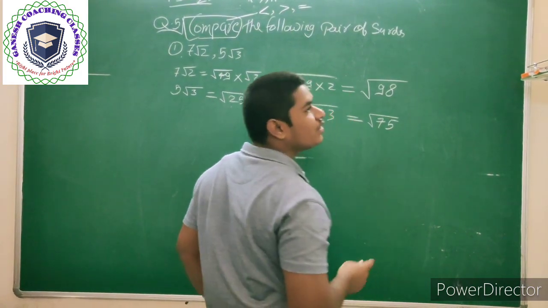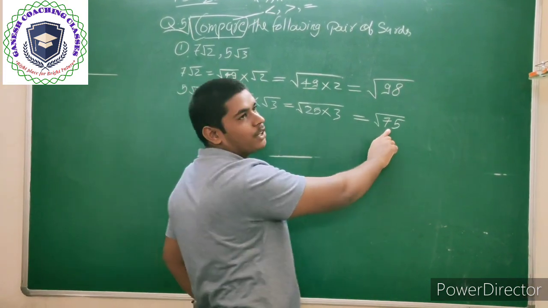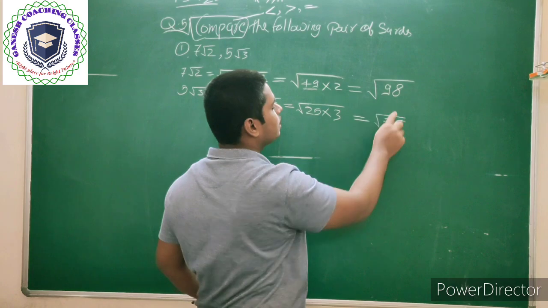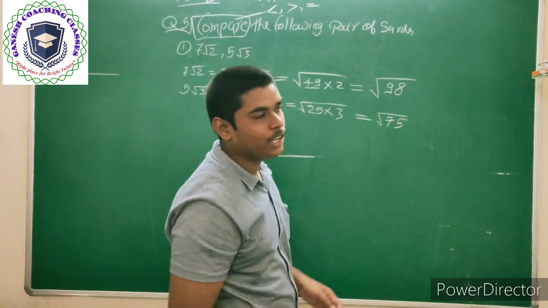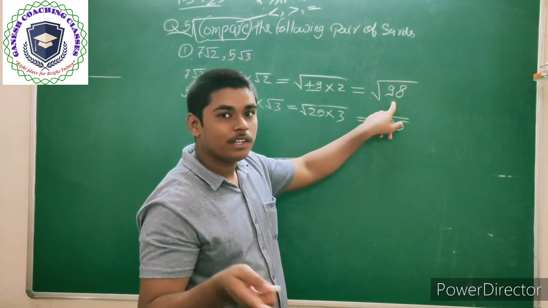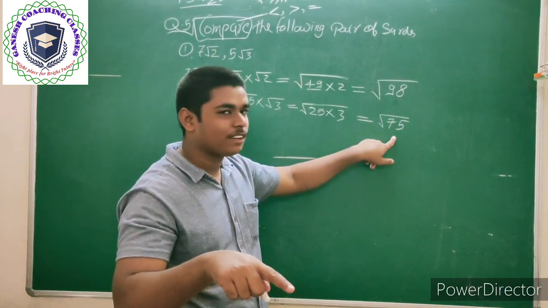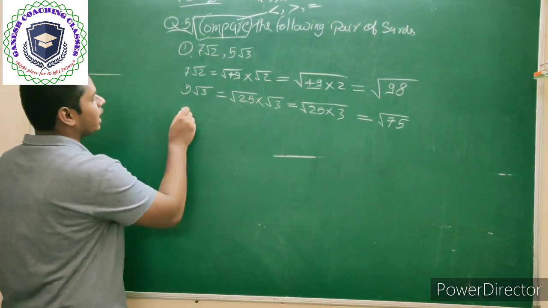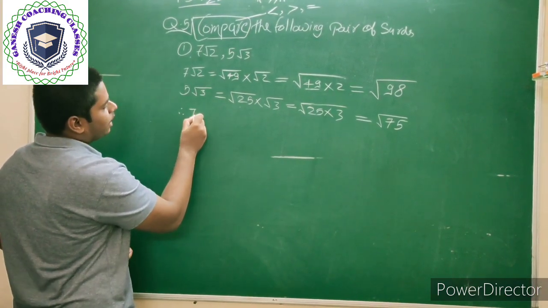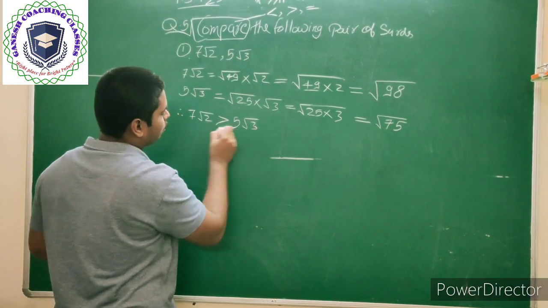So tell me which is greater here: 98 or 75? 98 is greater than 75. We did not have to compare the sign here; we have to compare by only radicand. In the first case the radicand is greater than in the second case. So directly we will write that 7 root 2 is greater than 5 root 3.